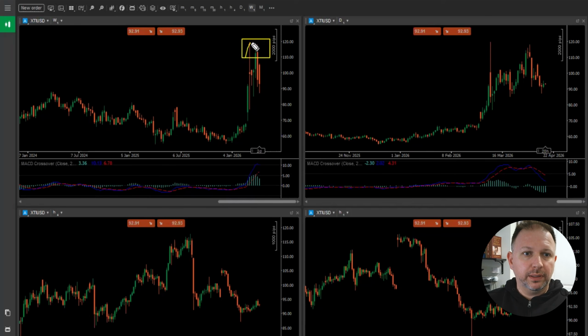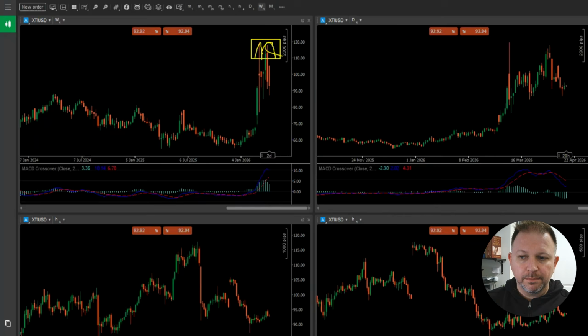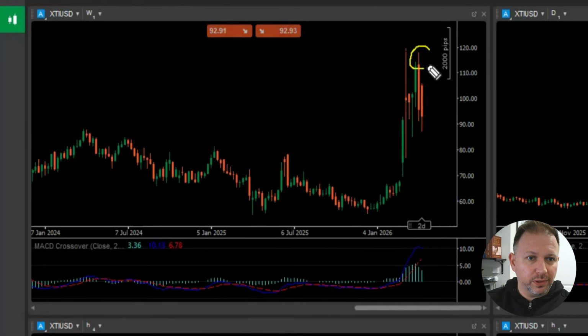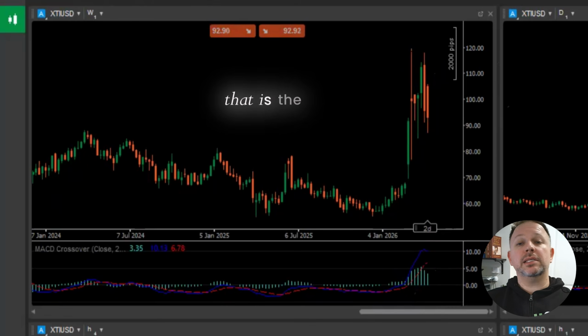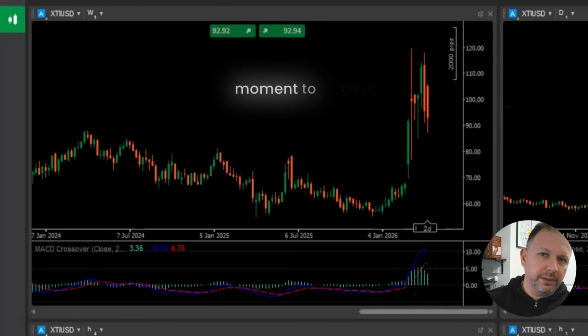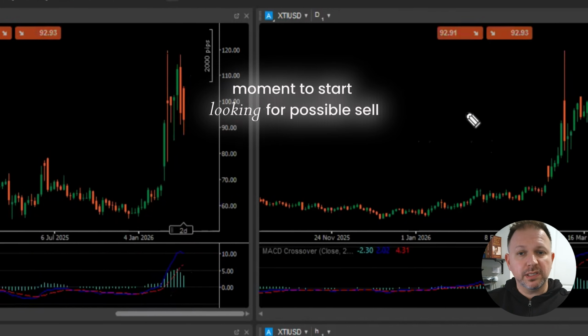Therefore, when the price created the first peak and came for the second time to the same area and was blocked, look at the spike. Okay? I don't need to tell you stories. Look at the spike that happens during the week. That's a very good sign. Consider that MACD starts to round to the bottom as it happens, and that is the first aha moment to start looking for possible sell.